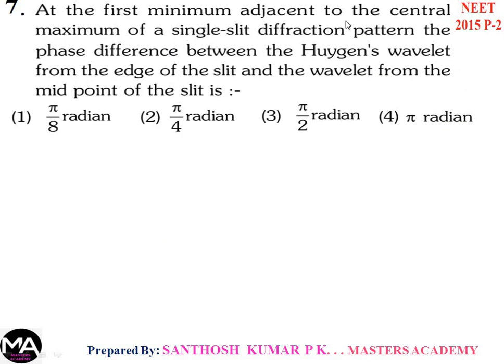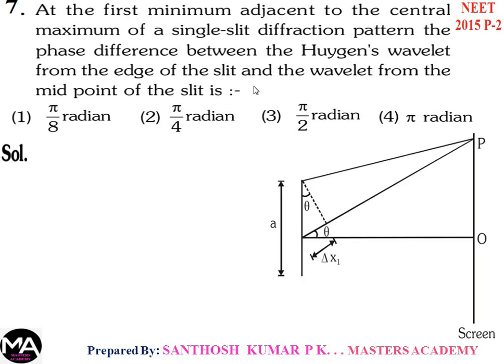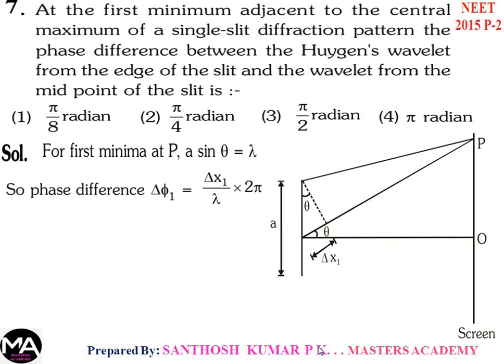At the first minimum adjacent to the central maximum of a single slit diffraction pattern, the phase difference between the Huygens wavelet from the edge of the slit and the wavelet from the midpoint of the slit is? So here it is the single slit diffraction. Okay. Now for the first minima at point P, we know that according to single slit diffraction, a sin theta is equal to lambda. So the phase difference here is delta phi 1 is equal to the path difference by lambda into 2 pi, that is, delta x1 by lambda into 2 pi.